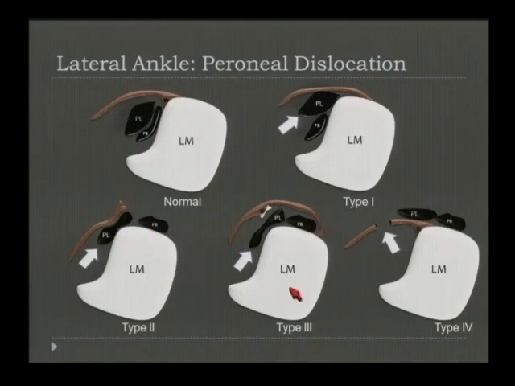With type 3, I find radiographs to be helpful. Usually on the radiographs, you'll see this small avulsion fracture off of the lateral malleolus. That's right where that fibrous attachment is.